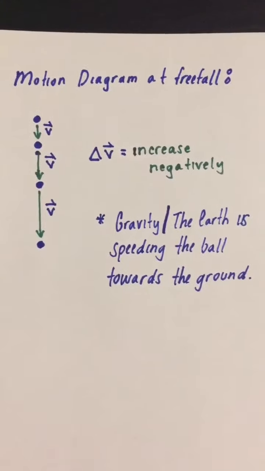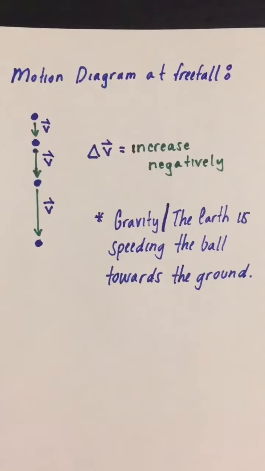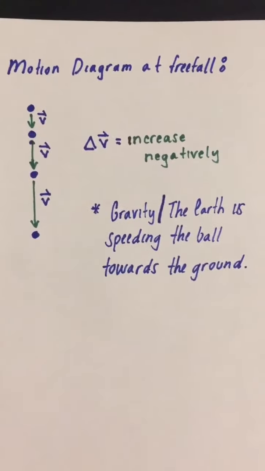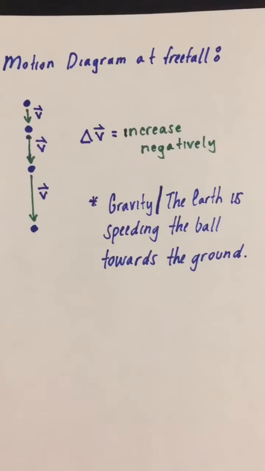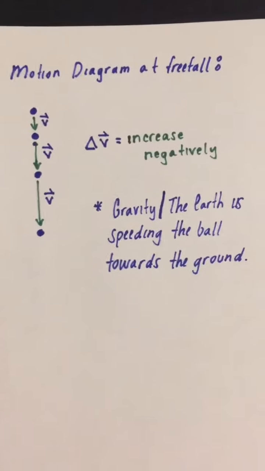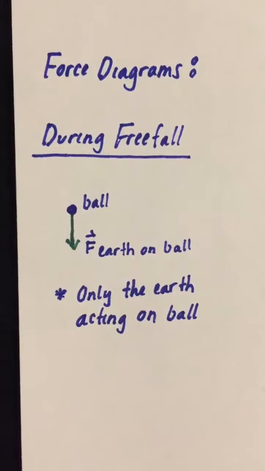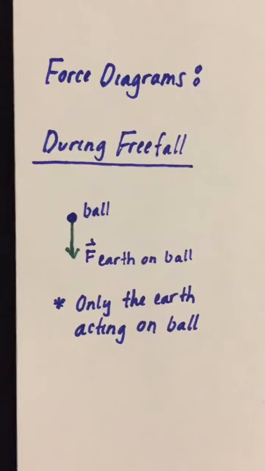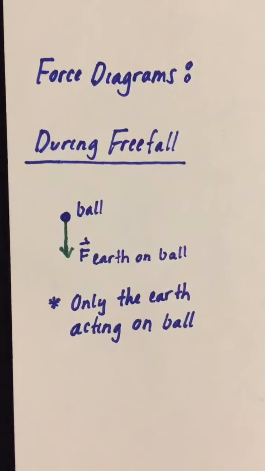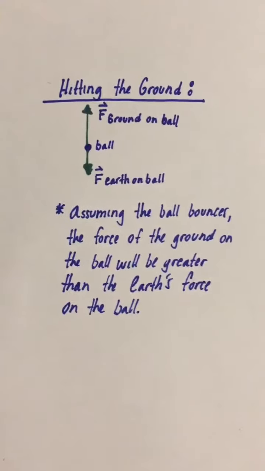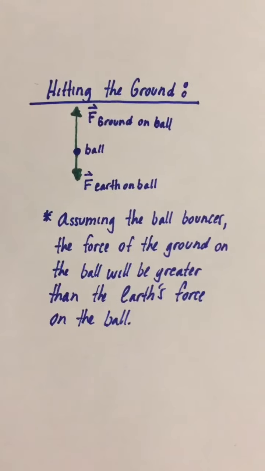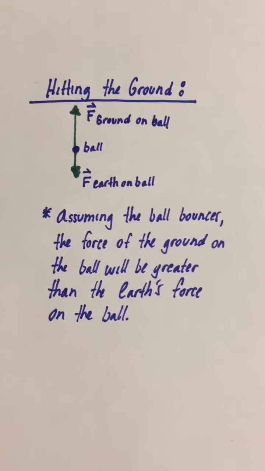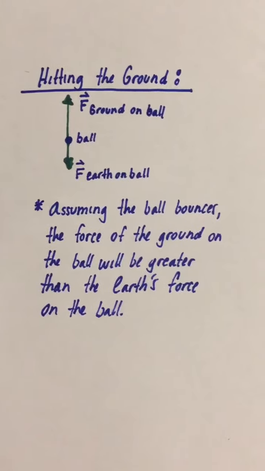This is the ball's motion diagram at freefall, going downwards. The velocity increases negatively. Gravity, the Earth, is speeding the ball towards the ground. This is the force diagram during freefall. Only the Earth is acting upon the ball. This is the force diagram of the ball hitting the ground. Assuming the ball bounces, the force of the ground on the ball will be greater than the Earth's force on the ball.